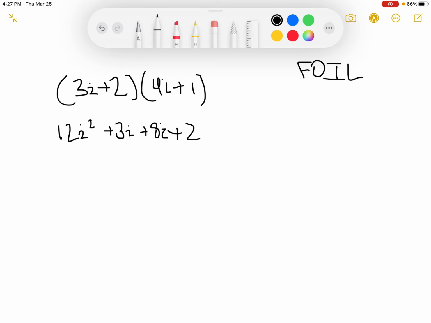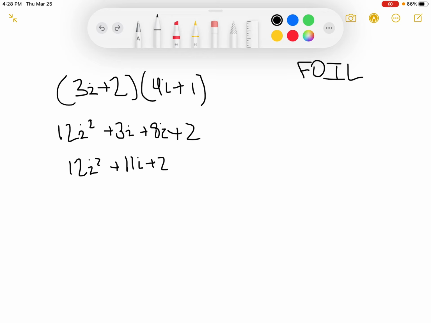Then you combine like terms. So 12i squared plus 11i plus 2. We're not done yet, because this is where this is different from other variables. You might be thinking at this point, what's the point? I already know how to do that. But we need to replace this i squared with a -1. That's what we always do.